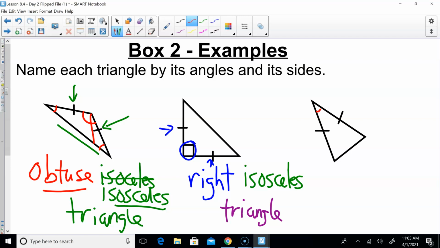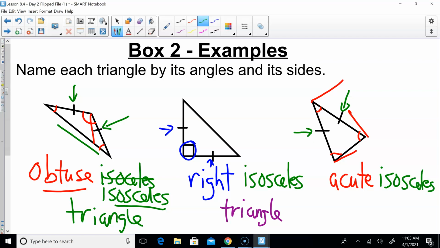I see this one looks to be an acute, if I think of my 90. And this one looks acute. And this one looks acute. So I'm going to have an acute because of 3 acute angles. If I look at my marks, it looks like I have 2 tick marks again. I must have a thing for isosceles triangles. Isosceles, and then a triangle.